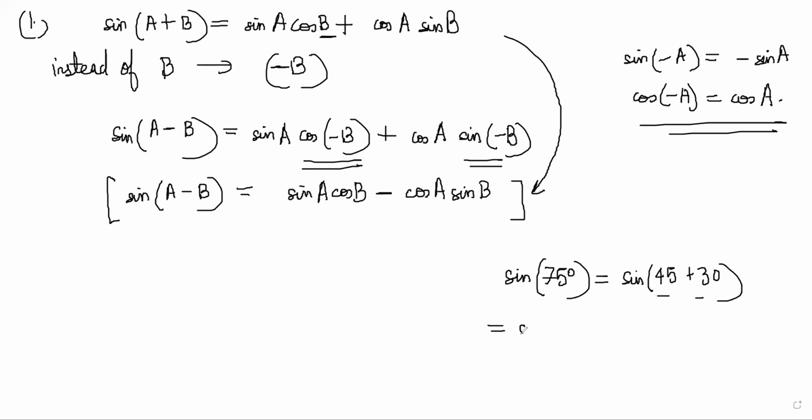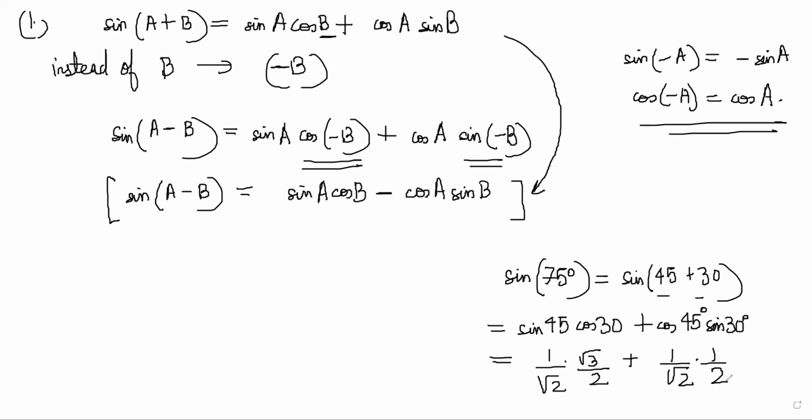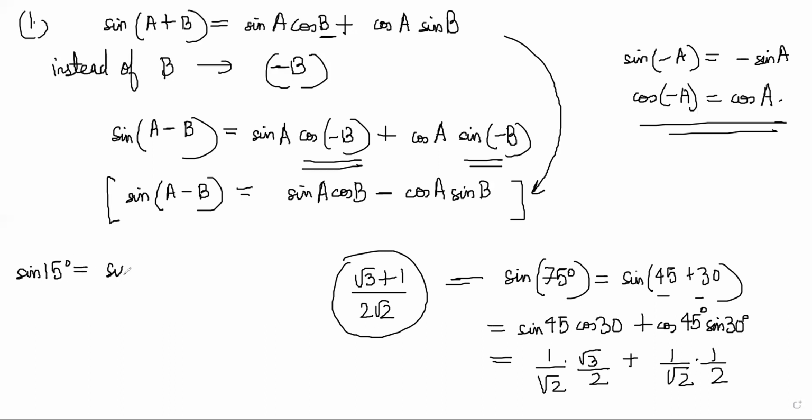So you'll get sine 45 cos 30 plus cos 45 sine 30. That is 1 by root 2 times root 3 by 2 plus 1 by root 2 times 1 by 2. So sine 75 comes out to be root 3 plus 1 by 2 root 2. And if somebody asked you sine of 15 degrees, you can still do it as 45 minus 30, by applying this formula.